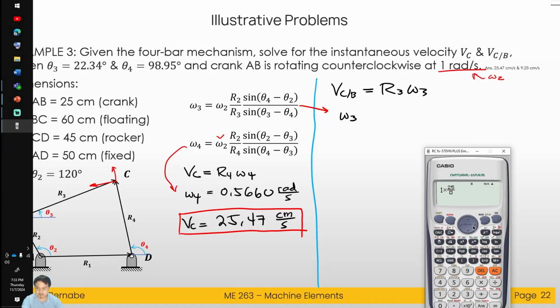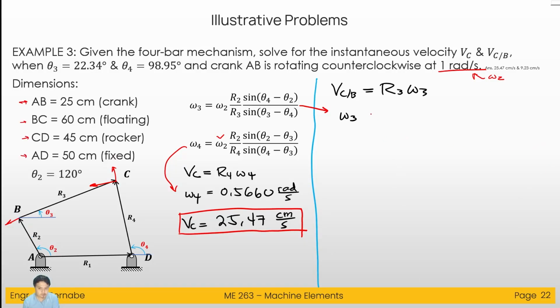So 25 over 60. Then you have sine of theta 4, which is 98.95, minus theta 2, which is 120. Then sine of theta 3 minus theta 4. So theta 3 is 22.34 minus 98.95. So the answer should be 0.1538 radian per second.